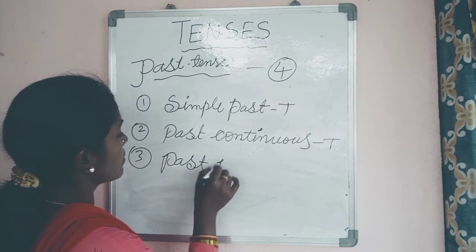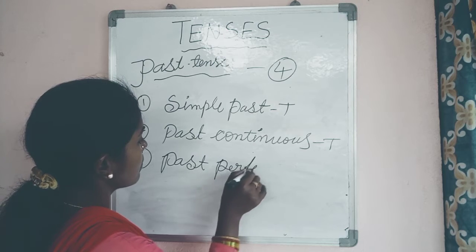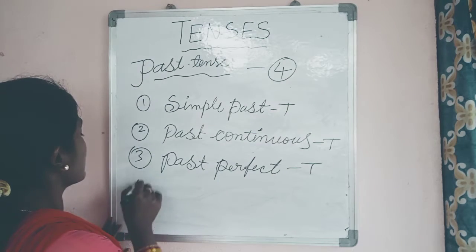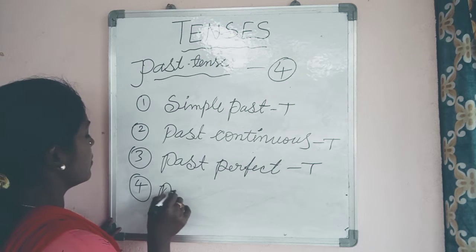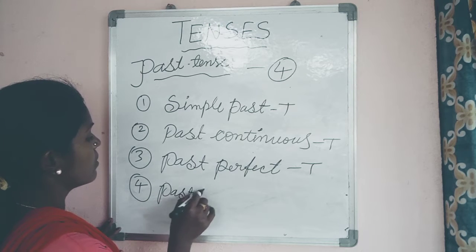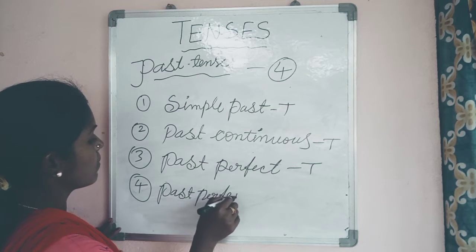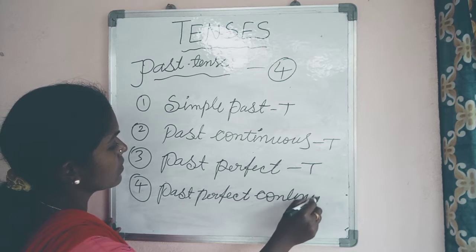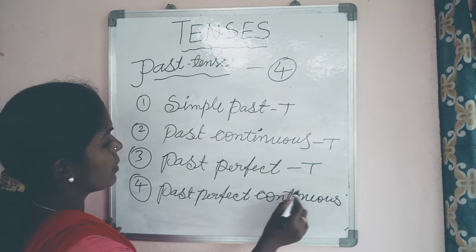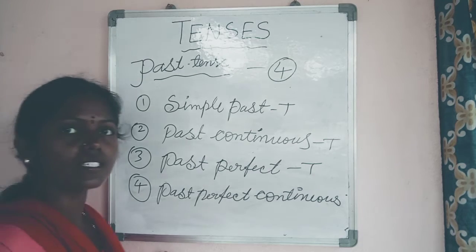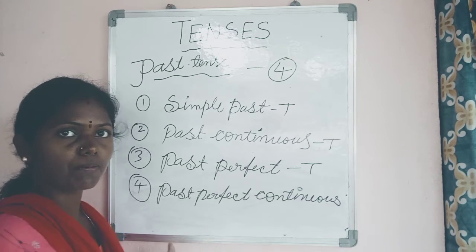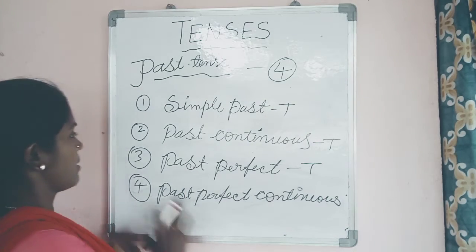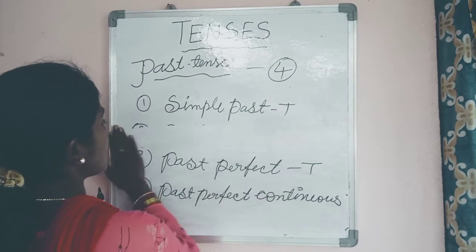Past perfect tense. Next, past perfect continuous tense. Okay, these are the four types of subtenses. Next, let's see the first one, simple past tense.